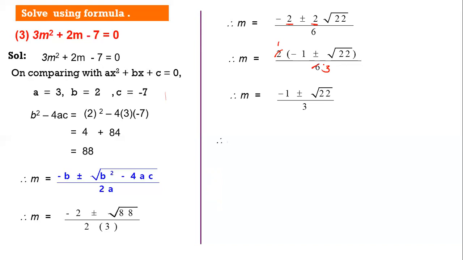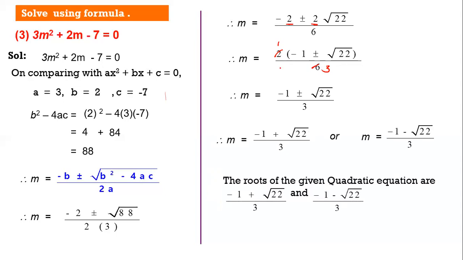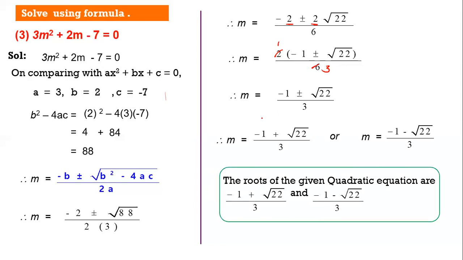So m would be minus 1 plus root 22 upon 3, or m would be minus 1 minus root 22 upon 3. Then the final statement: the roots of the given quadratic equation are minus 1 plus root 22 upon 3 and minus 1 minus root 22 upon 3, in a beautiful looking box. Now students, what I want you to try is take ax square plus bx plus c equal to 0 and solve it by completing the square method that I've taught you in the previous video.